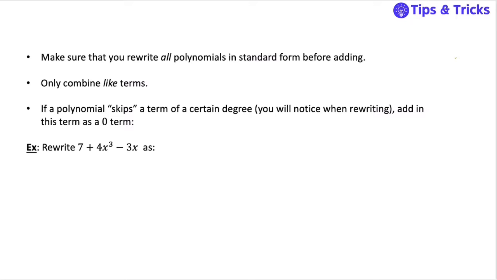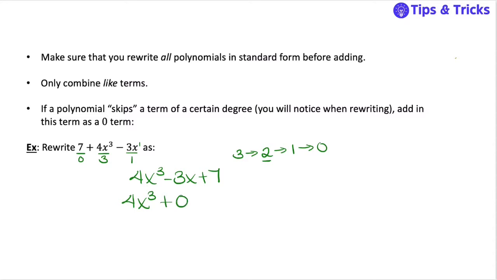So for example, if we were rewriting this polynomial, this is degree 0, degree 3, and degree 1. So we would rewrite this as 4x cubed minus 3x plus 7, which is great unless we're working on an addition problem. Because when we're adding, we want these to go in order, degree 3, degree 2, degree 1, and then 0. So what I'm going to do here is add in that skipped second degree term. And I can add it in as a 0. So I add it in as 0x squared minus 3x plus 7.